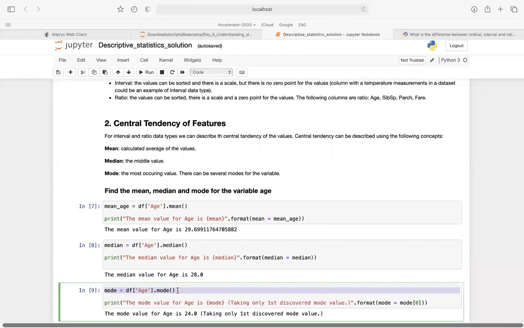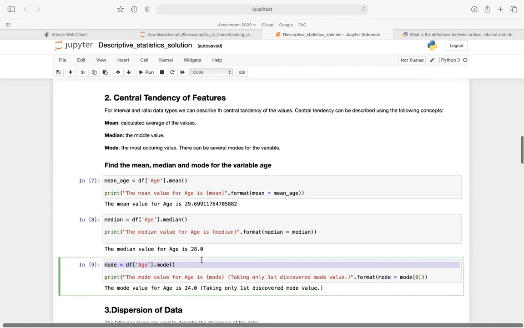Are we all clear, guys? What did we do here? Any quick question? What is mean, median, mode? How do we calculate it? What is the difference between the mean, median, and mode?